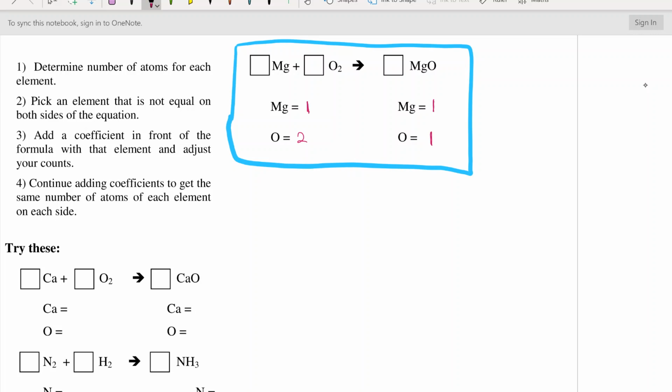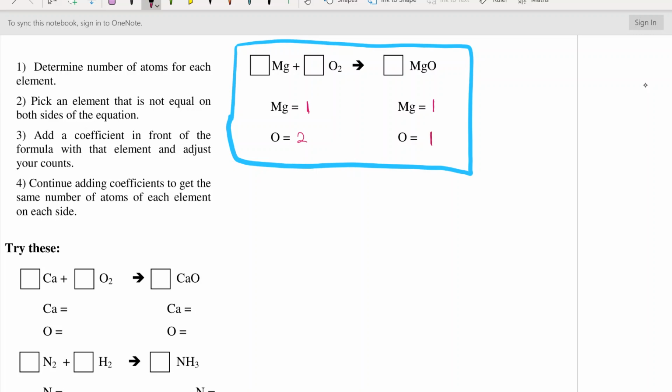Step 2 is we pick an element that is not equal on both sides of the equation. So if we look at magnesium, on the left side we have 1, and on the right side we have 1. So that means magnesium is balanced. But if we look at oxygen, on the left side we have 2, and on the right side we only have 1. So that means oxygen is not balanced. So we're going to pick oxygen.